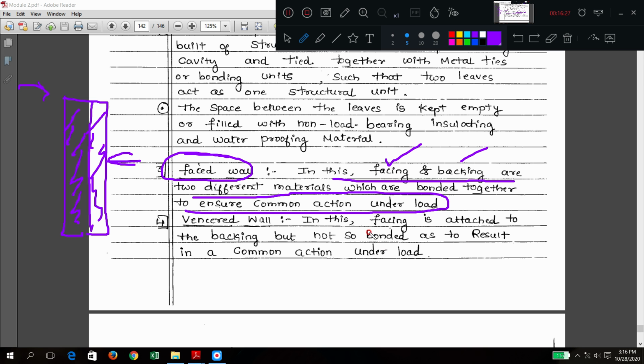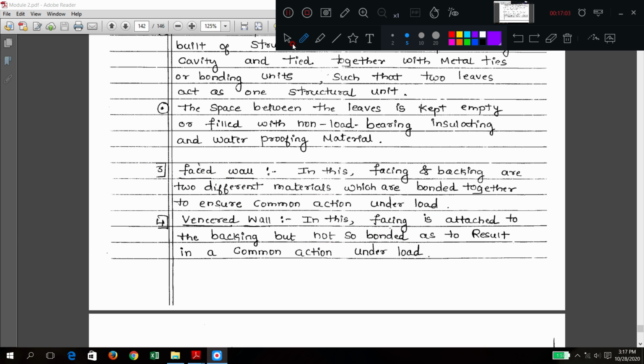Now what is a veneered wall? Veneered wall means facing is attached to backing. The facing material and backing material are attached to each other, but not so well bonded. Bonding is not so good. It is for architectural purpose, but a faced wall is somewhat for structural purpose. Structural means load carrying. Veneered means non-load carrying. So these four are the different types of walls.